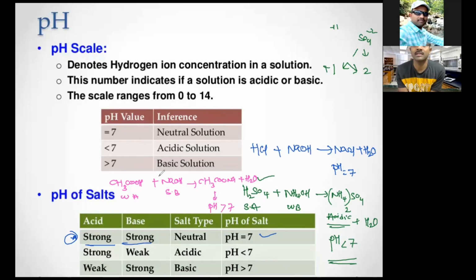When a strong acid is added to a strong base, you will get a neutral salt. The pH value will be 7. When a strong acid is added to a weak base, you will get an acidic salt. The pH value is less than 7. When a weak acid is added to a strong base, you will get a basic salt. The pH value is greater than 7. Is it clear, children? Right?